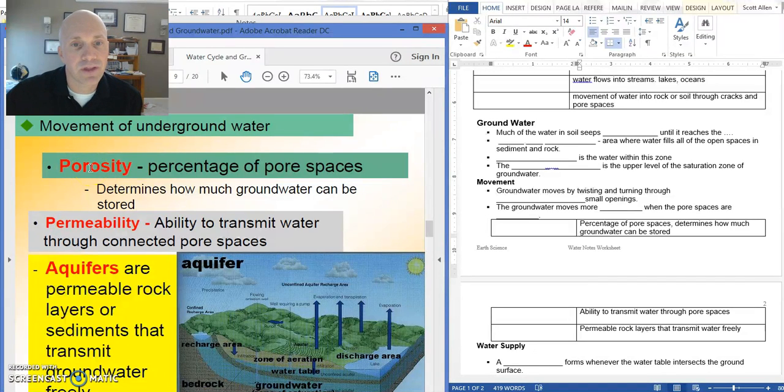All right, compare that to, say, like a chunk of metal. All right, if you put a chunk of metal into water, is that metal going to be able to soak up or hold any of the water? No, there's no spaces between the metal particles that can hold water.